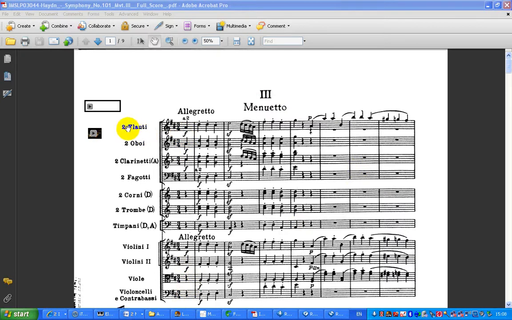Each individual player and performer, like the two flutes in this orchestra, would have their own separate line. Looking at the flute parts, we've got two flutes, and at the top above their stave it says A2. That means both flute players are going to be playing exactly what the music says in front of them, so they're doubling that part.